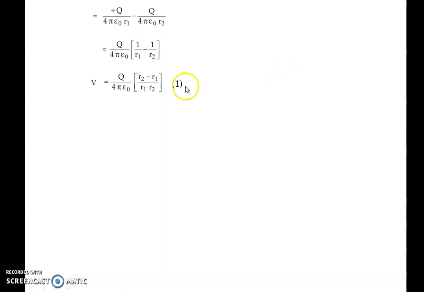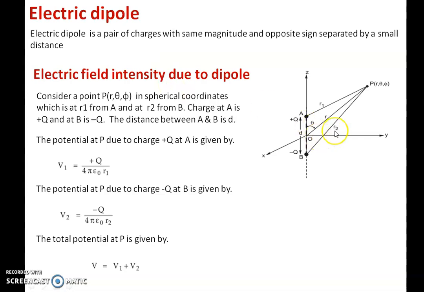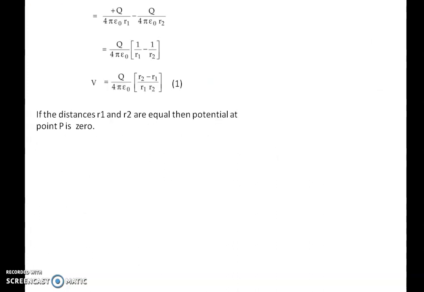So I'll take this as equation 1. Now if you go to the previous diagram, if the distances R1 and R2 are equal, what is the potential at that particular point P? The potential at that point will be equal to 0, right? Because when R2 is equal to R1, this expression will become 0. So the potential at the point P will be equal to 0.